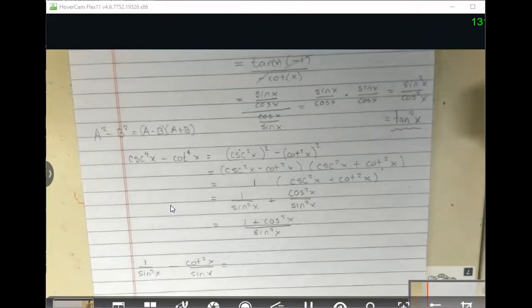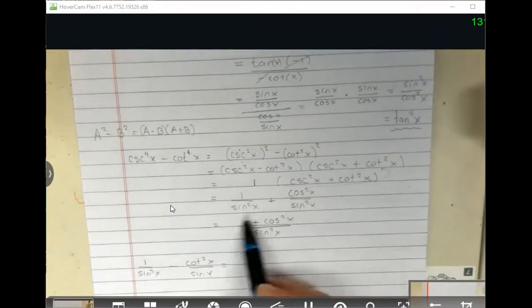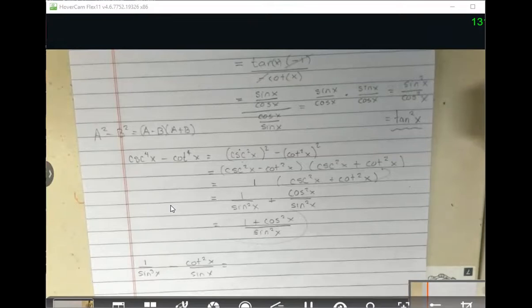I don't know which one looks better. I don't know if WebWork will take this one or that one, but I think they're both good. Try either one of them and see.